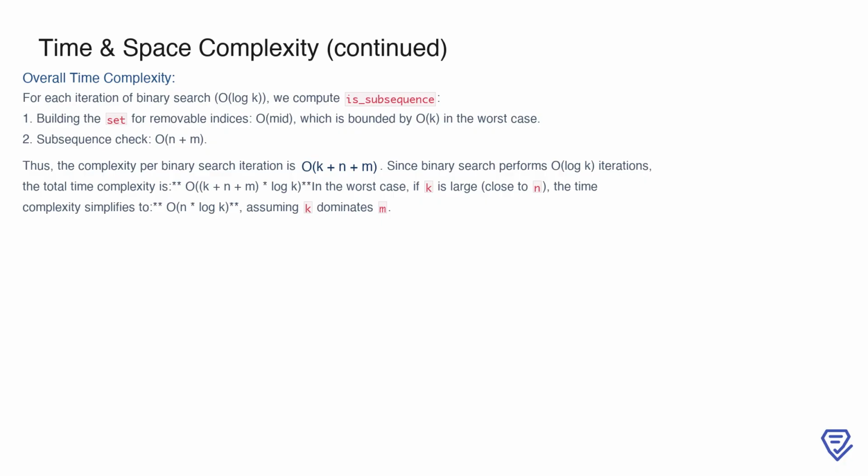Since binary search runs for O(log k) iterations, the total time complexity becomes O((k + n + m) * log k). In the worst-case scenario, if k is close to n, the complexity simplifies to O(n * log k), assuming k dominates m. This logarithmic scaling with respect to k is what makes the binary search approach efficient for large input sizes.